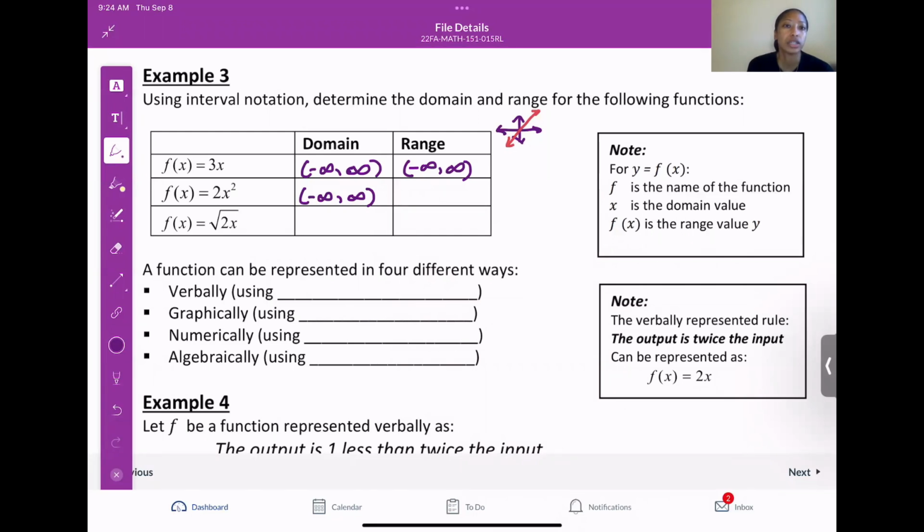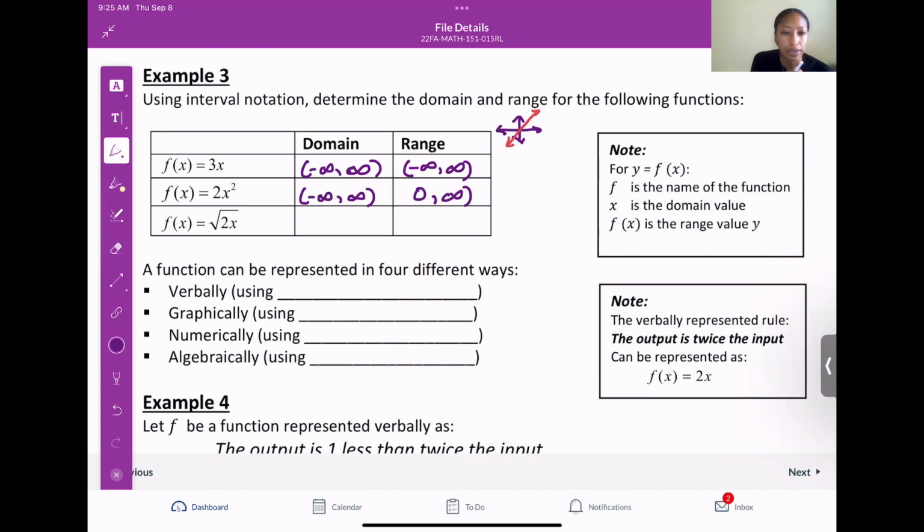However, the range: if you square a number and multiply it by 2, is it possible to get a negative number as your output? No, it's not possible. When you square a number, it makes it positive or 0, if you have 0. And then when you multiply by 2, it's just more positive or 0. So for your outputs, for your range, it's not possible to have a negative number. So the range for 2x squared would be from 0 to infinity.